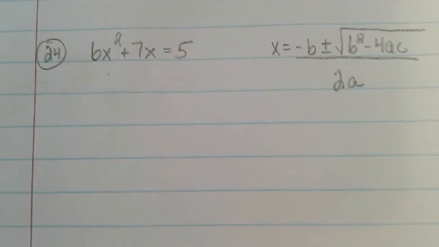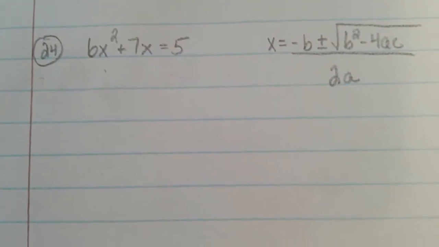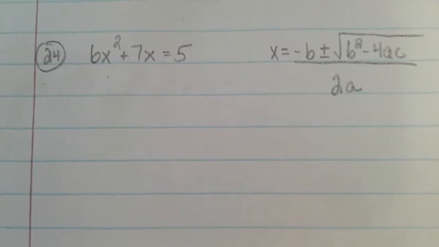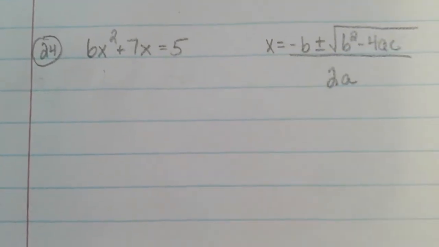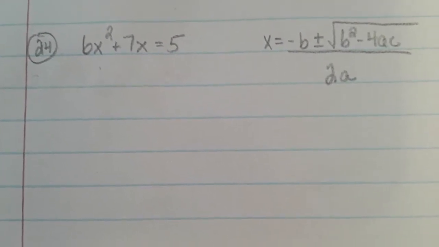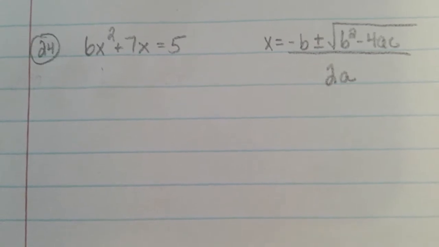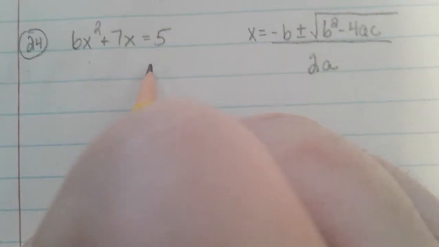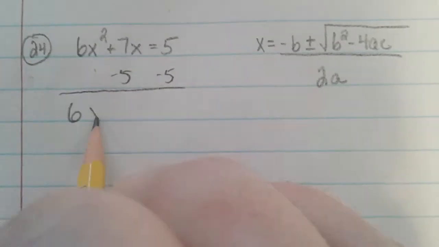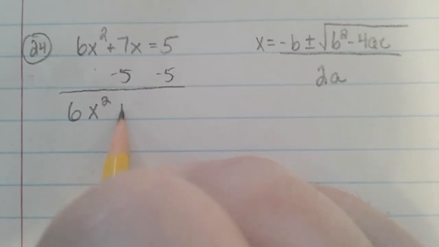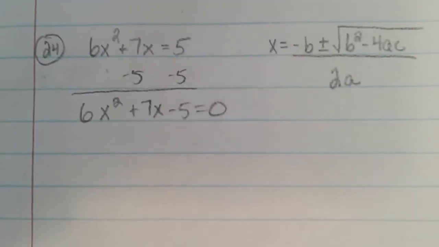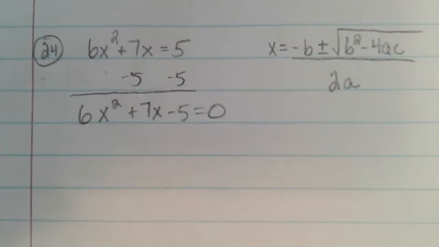Okay, so here we've got number 24 from the Chapter 9 review, 6x squared plus 7x equals 5. And this is solve using the quadratic formula, which I've written down over here to the right. Well, the first rule for solving by a quadratic formula is very similar to solving by factoring, is that it has to be set equal to 0. So the first move has to be to subtract 5 from both sides. Now, there's no like terms on the left-hand side, so that becomes 6x squared plus 7x minus 5 equals 0.